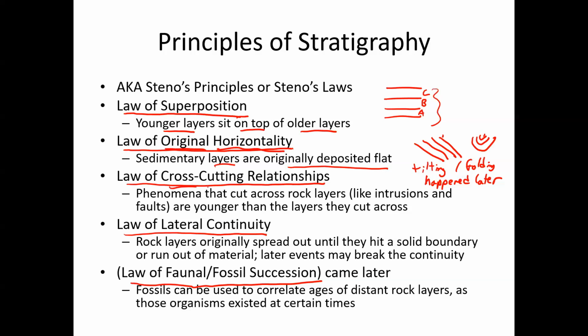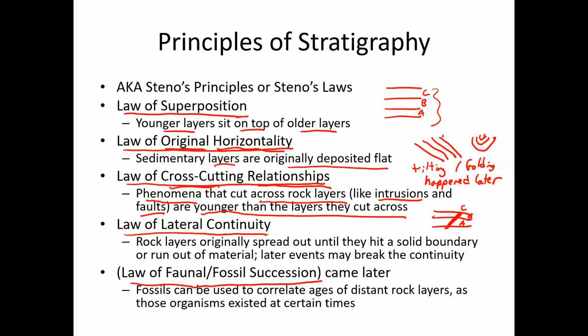The law of cross-cutting relationships says that any phenomena that cut across rock layers, like intrusions of igneous rock or like faults, those cuts must be younger than the layers that they cut across. Otherwise, how would they have cut across anything when they formed? Right? So if you see rock layers and then something crossing both of them, you know that C in this case must have happened after both A and B because it cuts across both.